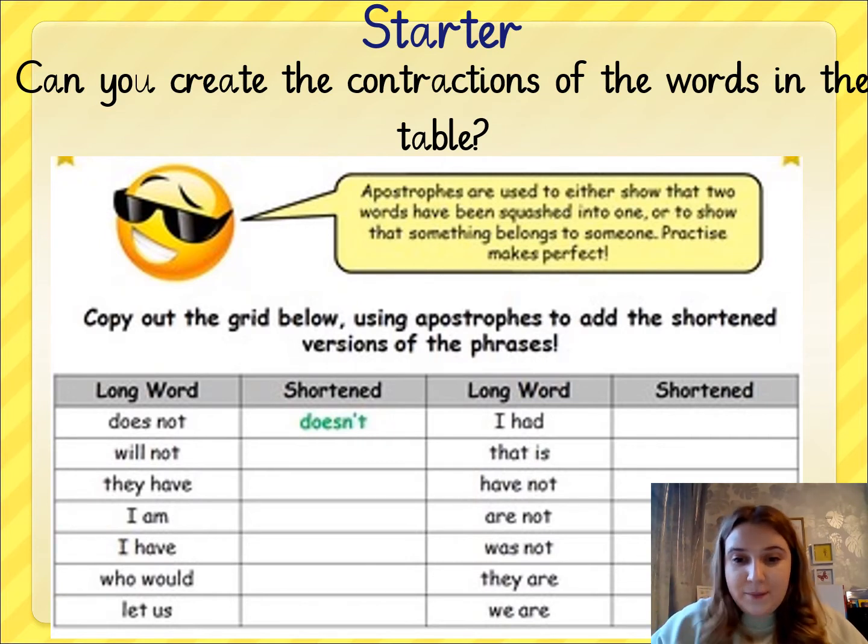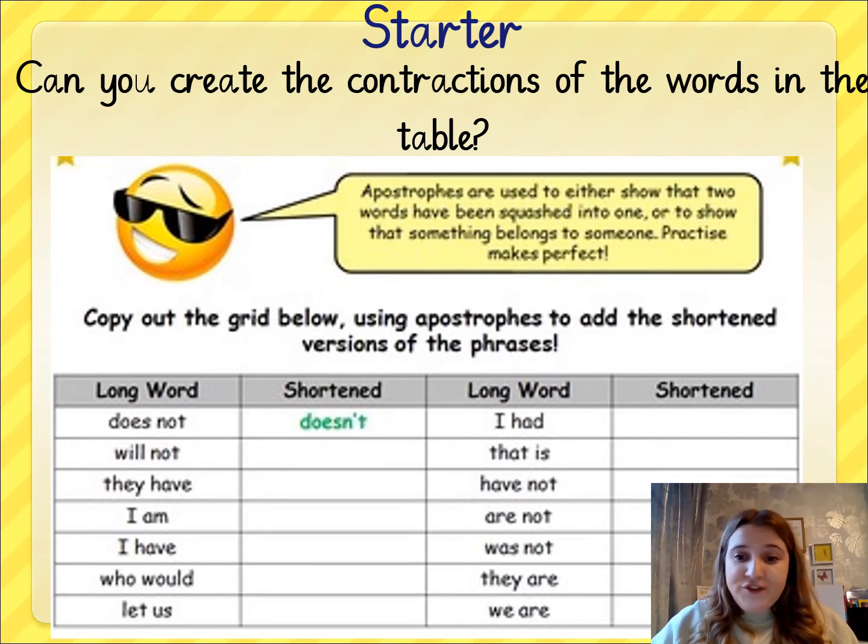Does not becomes doesn't. Now, I don't want you to spend time drawing out this table, so instead what I would like you to do is pause the video here and just say what the word would become. So for example, if I was looking at the second one, will not, I know that that becomes won't. They have becomes they've. So rather than writing them all down, just pause the video and just have a little chat out loud as to what those 2 words would become.